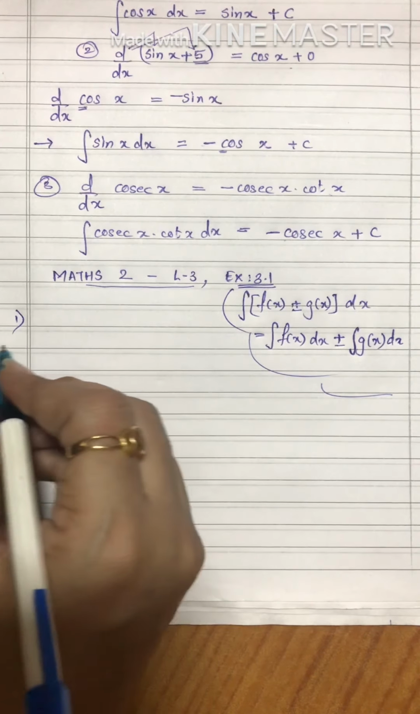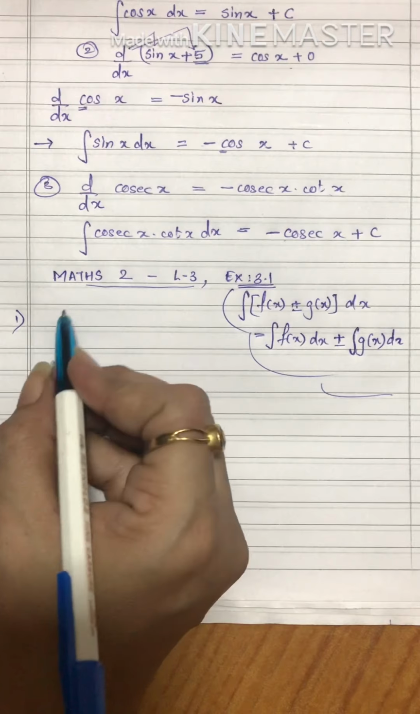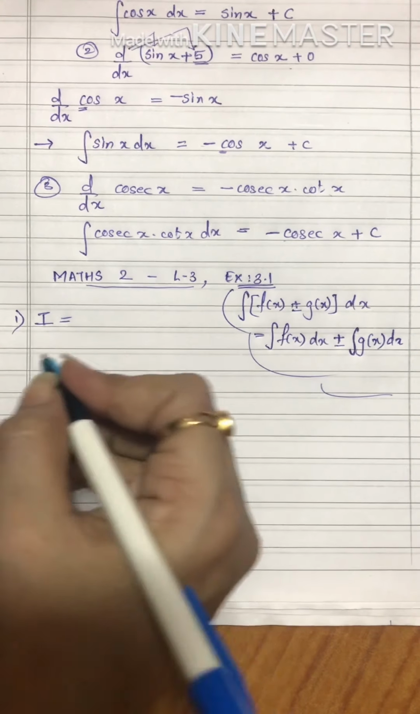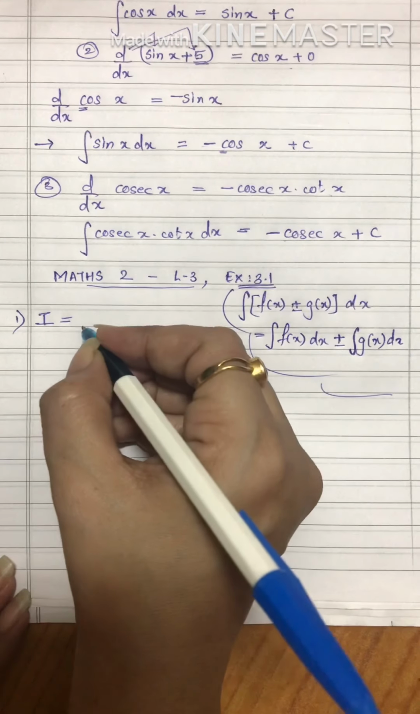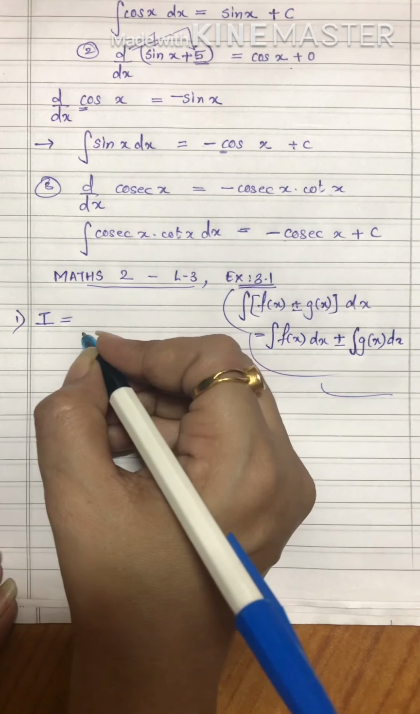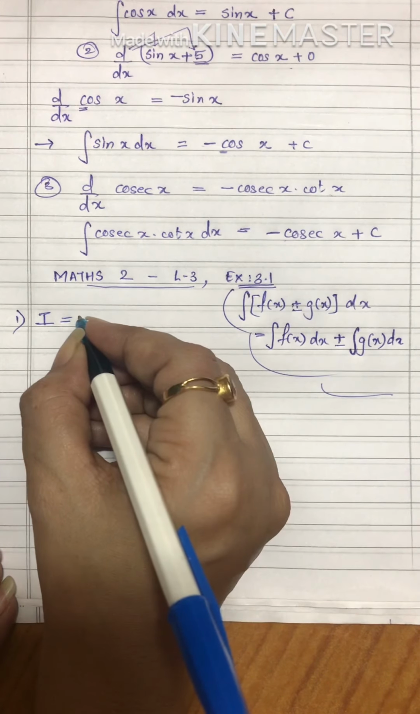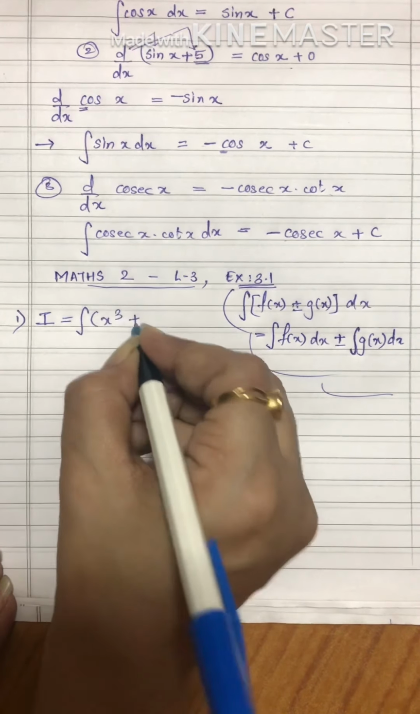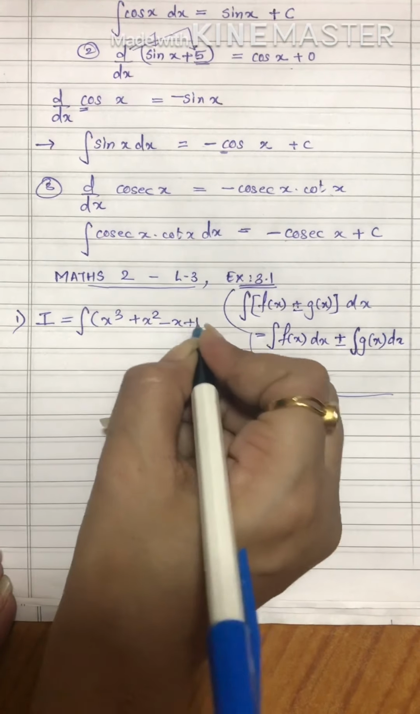Let's take a sum based on such things, the easiest one first. The question is: integrate the following with respect to x. We will say I is equal to, it is given to us as integration of x cube plus x square minus x plus 1 dx.